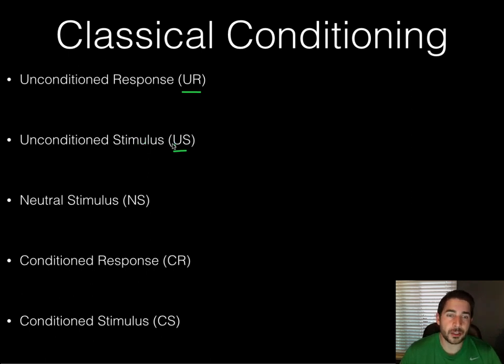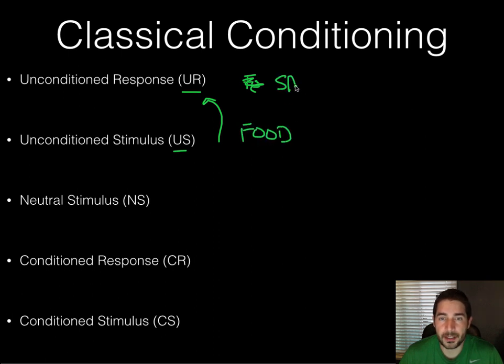Okay, so the unconditioned stimulus is something that causes this unconditioned response. So the unconditioned stimulus causes this unconditioned response. So the classic example is the bell and the dog and the food. And so food, I'm sorry, food would be the unconditioned stimulus. Food makes the dog salivate. All right, so I don't have to do anything. I just show dogs food and they'll start to salivate, right?